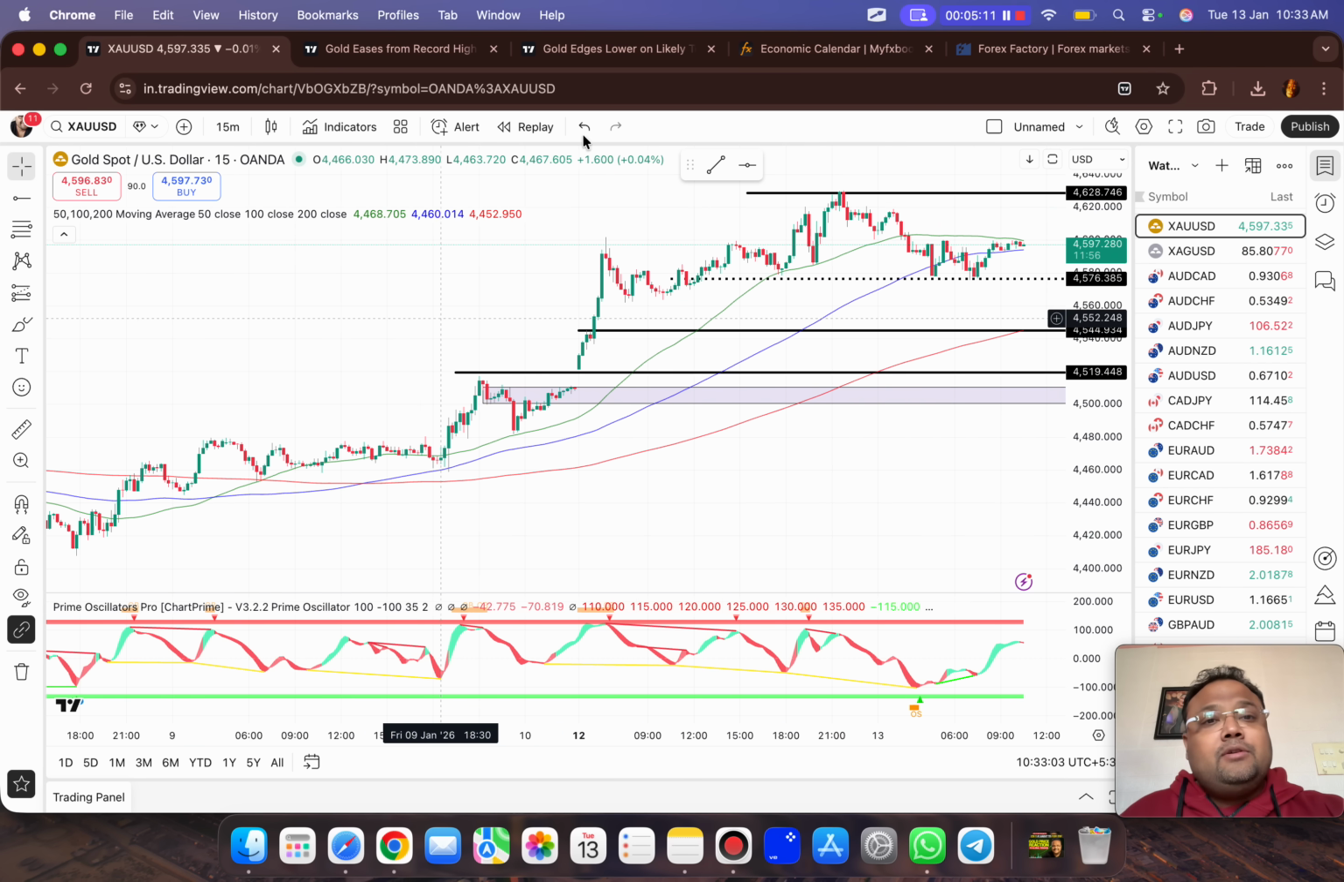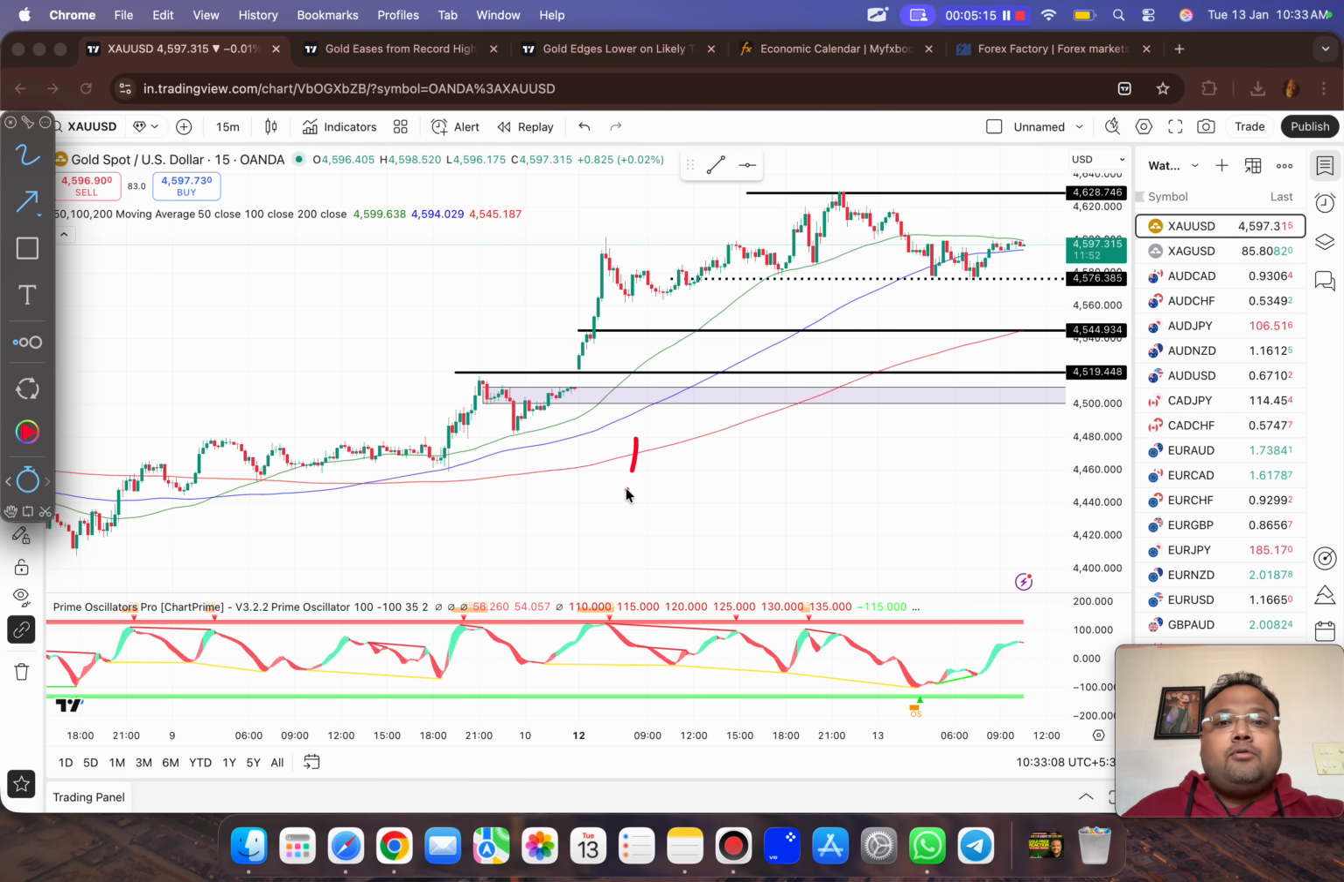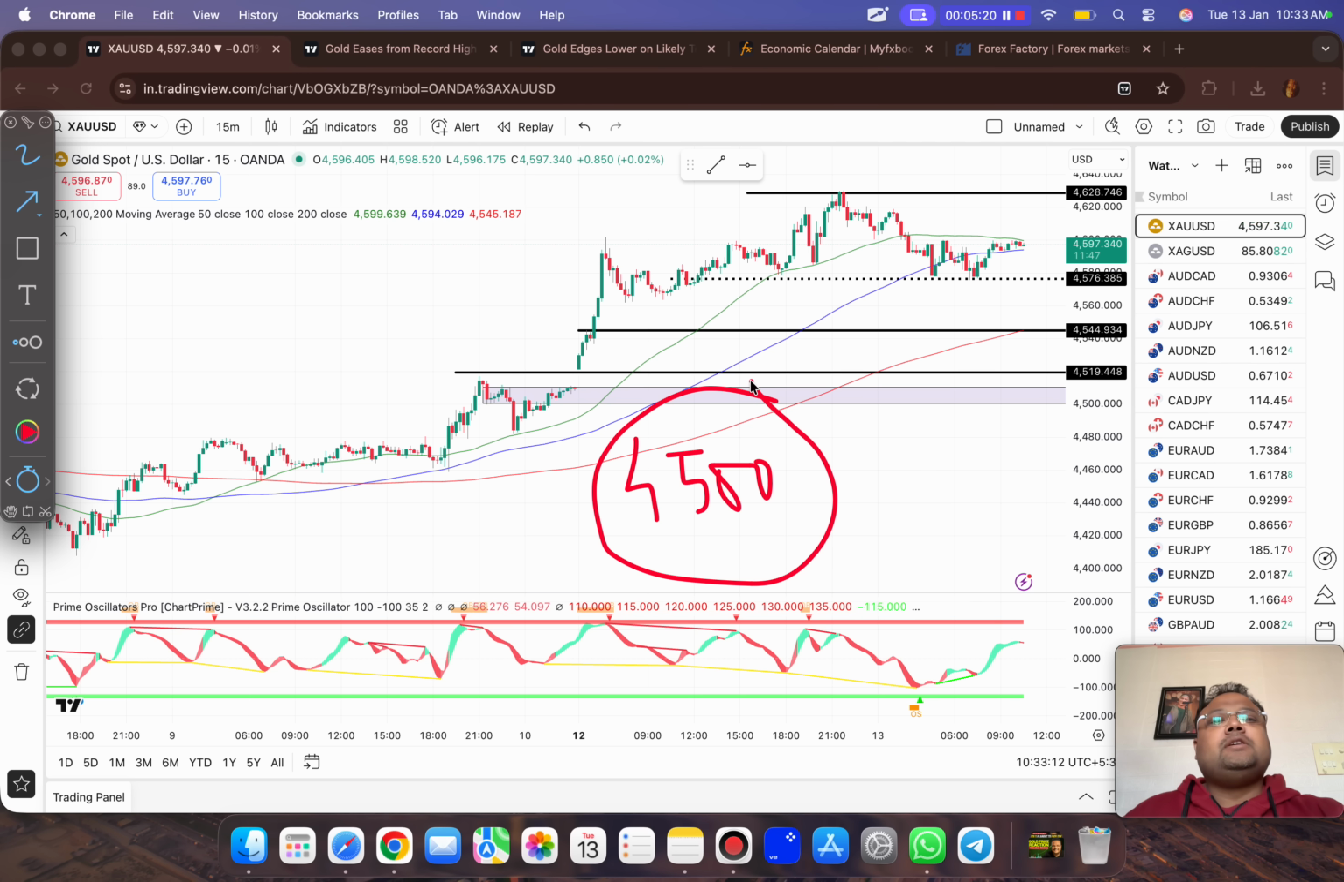After news, if market drops or if gold drops after news, then 4500 is a key level. If market survives above 4500, you can expect gold to continue the bullishness. But if gold breaks 4500, then obviously gold will be under pressure. So for CPI, your eyes should be on 4500 if gold drops. I think we will get a good buying opportunity also around 4500 if market comes down and takes support.